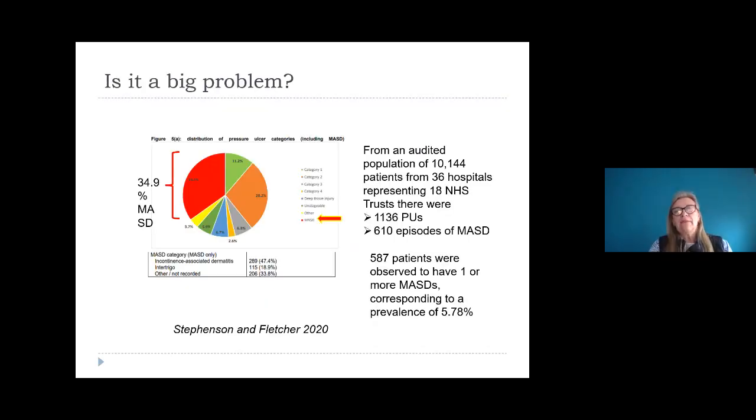We need to think about, is moisture-associated skin damage a problem? There's a huge focus on wounds such as pressure ulcers and leg ulcers. But actually, if you look at what's happening nationally, there's very little information about moisture-associated skin damage.